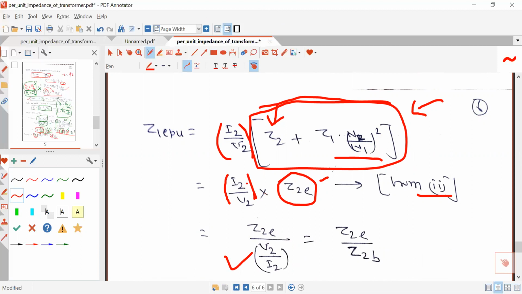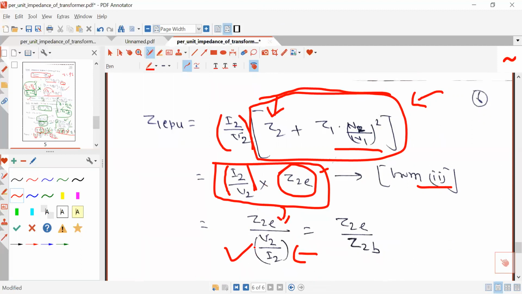So this expression can be converted into this expression. Now, what is V2 by I2? V2 is the secondary rated voltage, and I2 is the secondary rated current. And V by I is the impedance, the ratio of rated voltage and rated current. So it will be the base value for the secondary winding.